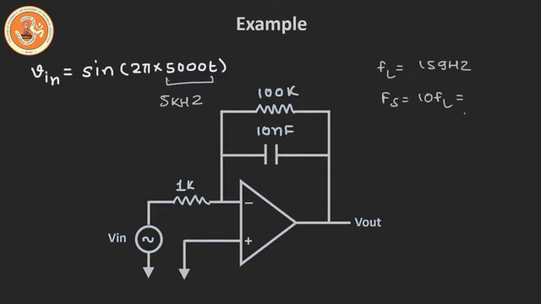This signal will properly get integrated. Let's find the expression for the output voltage. We know that the output voltage VOUT can be given by the expression -1 divided by RCF, multiplied by the integration of VIN dt. Now, here the value of R is 1 kilo ohm and the value of CF is 10 nF. Let's put all the values into this expression.